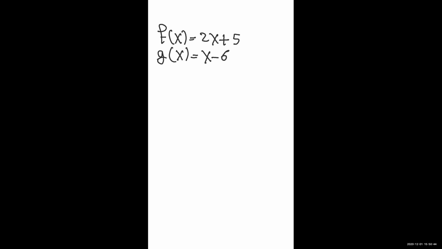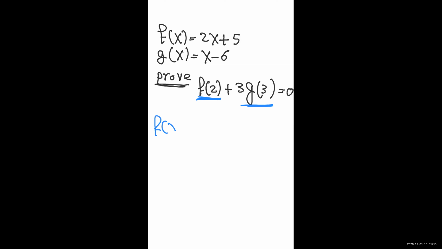Okay, prove f of 2 plus 3g of 3 equals 0. First, I have to get f of 2, then g of 3, and multiply it by 3, and then add them so that they equal 0, so that I will prove that. Okay, no problem. So first, f of 2, where is f of x?